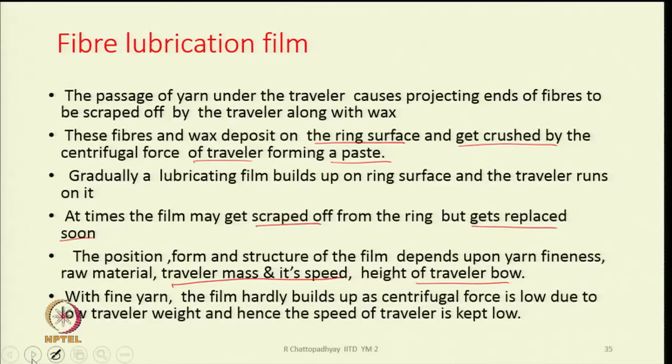With fine yarn, the film hardly builds up as centrifugal force is low due to low traveler weight, hence the speed of the traveler is kept low. So, whenever we are trying to process fine yarn, we keep the speed low, one because of this reason that the lubricating film does not develop. The other reason is that these yarns are also weak because they are very, very fine. Hence, we have to keep the traveler speed low.